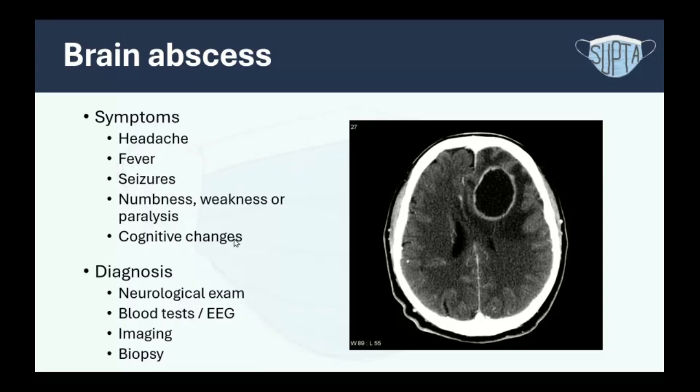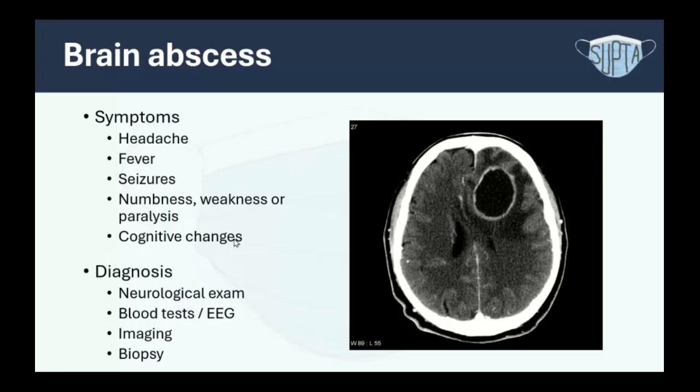A lot of the time with brain abscess or metastases, it depends on where in the brain it is. So if it hits the motor cortex or the sensory cortex, it can cause weakness, numbness, altered sensation. If it affects more the frontal part, it can be cognitive changes, that kind of thing. So it depends on where the actual abscess or lesion is, basically. That can cause a lot of the symptoms.